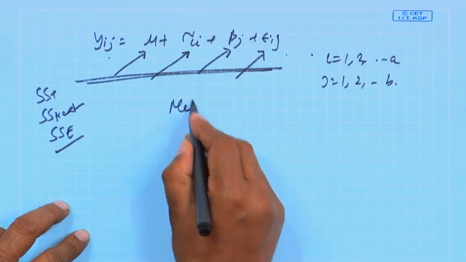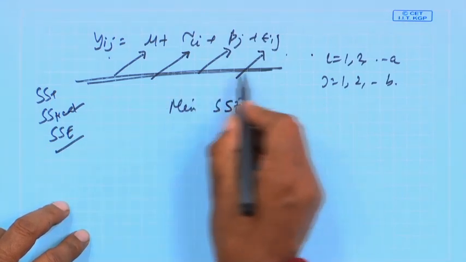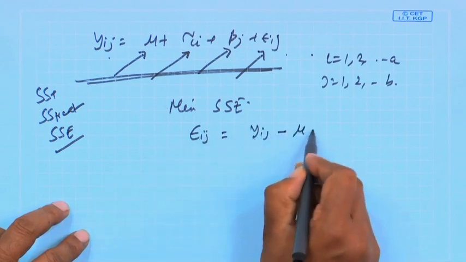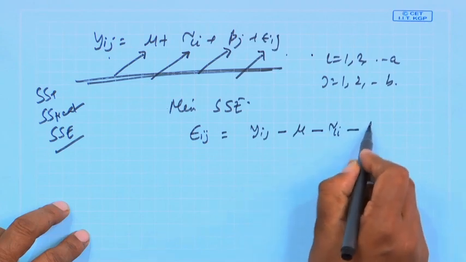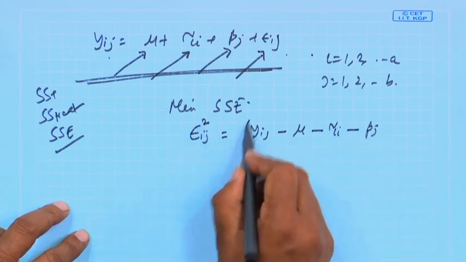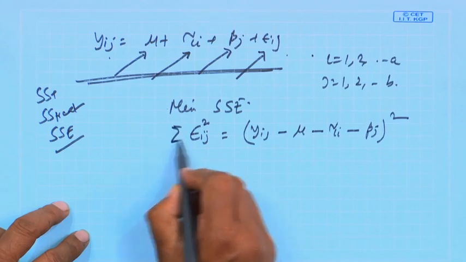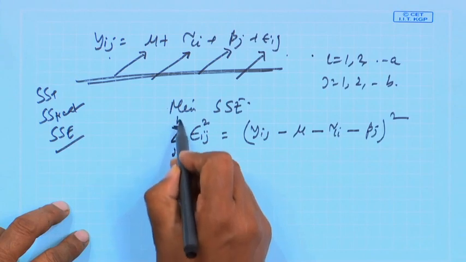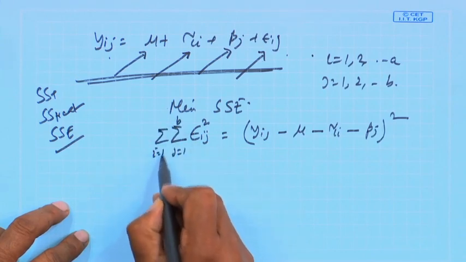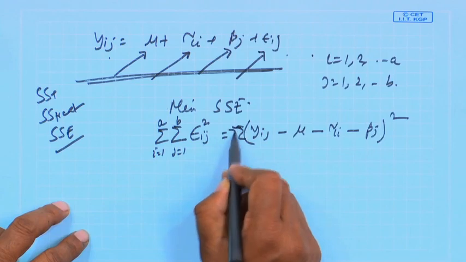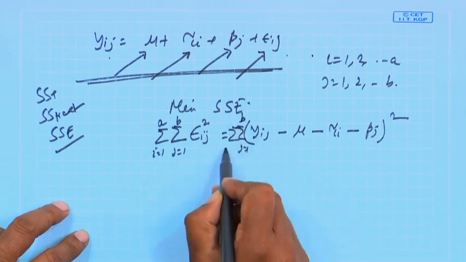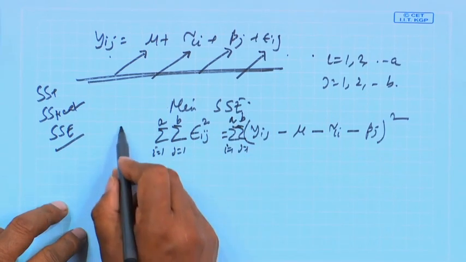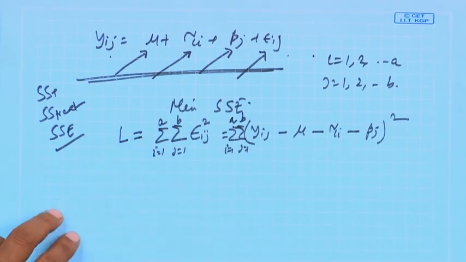We want to minimize SSE. That means, in this equation, epsilon i j equal to y i j minus mu minus tau i minus beta j. If I take the square and then the double sum, j equal to 1 to B and i equal to 1 to A, suppose this is the function L which we want to minimize.